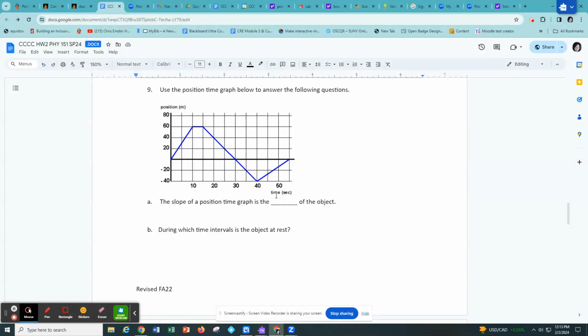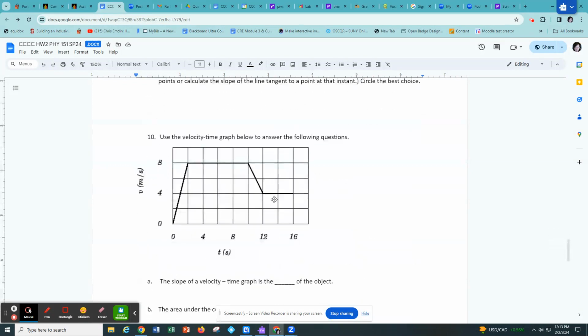Now, it's a little different when you talk about a velocity graph. So think about the units on a velocity graph. If I want to find the slope, it's the rise, meters per second. Sorry.